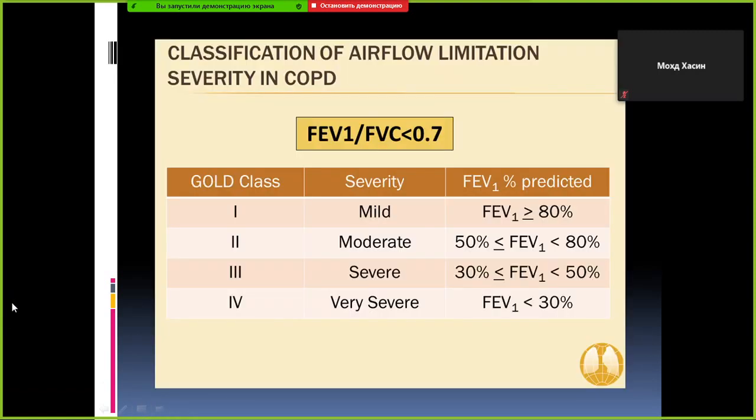And we need spirometry for detection of airflow limitation of the severity of COPD. So by the level of forced expiratory volume in the first second, the airflow limitation is divided into 4 degrees of severity: mild, moderate, severe, and very severe. Mild when FEV1 is more than 80, moderate FEV1 is between 50 and 80%, severe in case of FEV1 between 30 and 50%, and very severe when FEV1 is less than 30%.